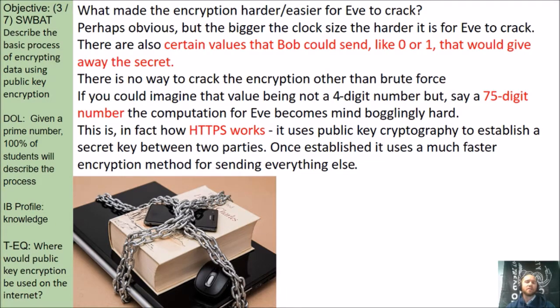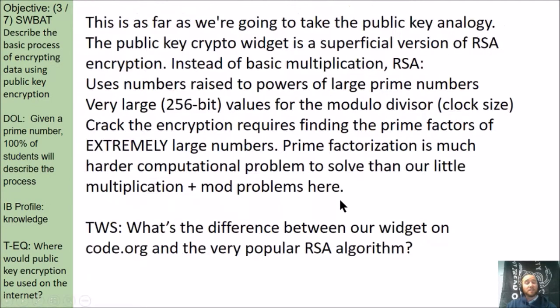There are also certain values that Bob could send, like 0 or 1, that would give away the secret. There is no way to crack the encryption other than brute force. If you could imagine that value being not a 4-digit number, but say a 75-digit number, the computation for Eve becomes mind-bogglingly hard. This is, in fact, how HTTPS works. It uses public key cryptography to establish a secret key between two parties. Once established, it uses a much faster encryption method for sending everything else.